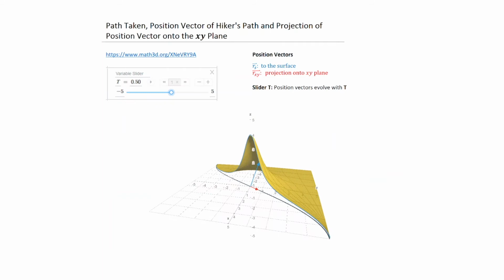We'll start with a simple illustration, and this is available as a simulation. You've got a slider here, which is t. What t will do is trace a position vector, which would start over here and gradually work its way until it reaches this corner here. There are two position vectors here. One is to the surface, which is the one in blue, and the one in red is the projection of the position vector to the surface onto the xy plane. So this is the picture we're dealing with. This is just a cross-sectional cut so you can see the contour of this mountainside.